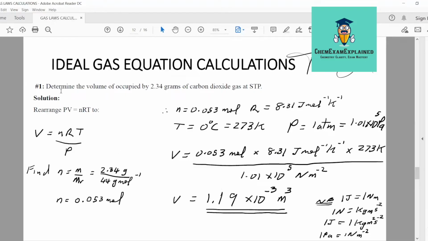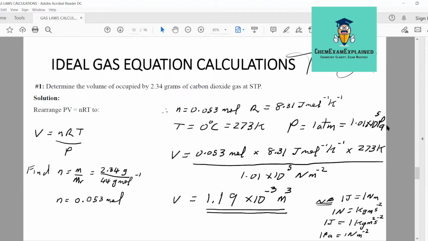In this case, we are going to determine the volume occupied by 2.34 grams of carbon dioxide at standard temperature and pressure. The first thing you must remember is that when I say standard temperature and pressure, the temperature is 0 degrees Celsius, which is really 273 Kelvin, and the pressure is always 1 atmosphere, or 1.01 times 10 to the 5th Pascal. Or you could work that in kilopascal if you wish, but when doing the calculation, you should convert your kilopascals to pascals.